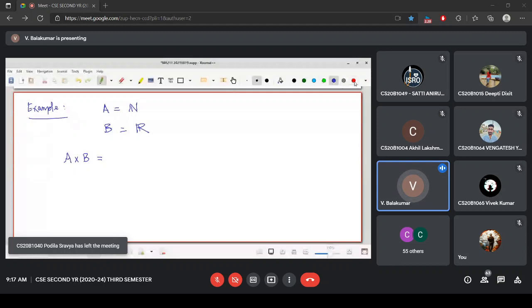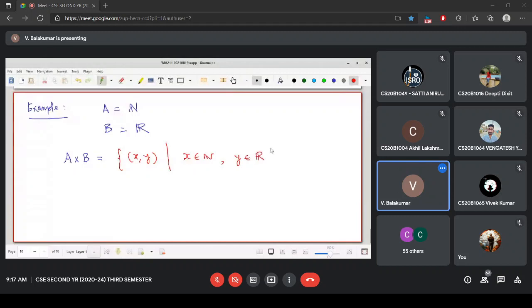I am going to collect all the elements in this form with the property that the first entry belongs to natural numbers, the second entry belongs to real numbers. That's all I can write. Is it okay? But one other thing I can do, I can draw a picture for this. Let me write down. This is the y-axis. This is the x-axis.